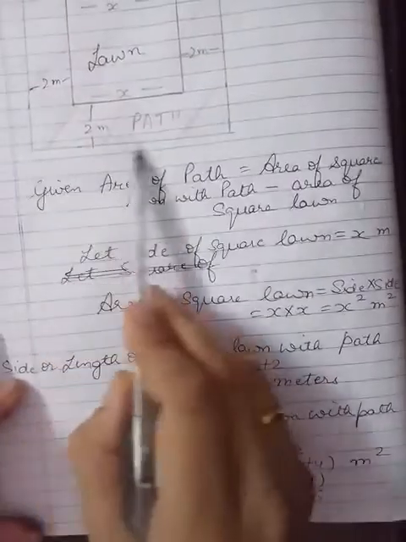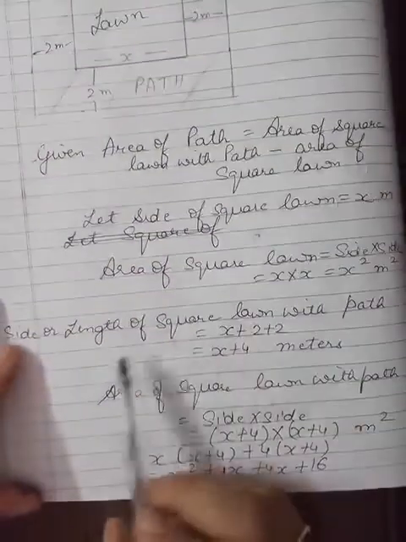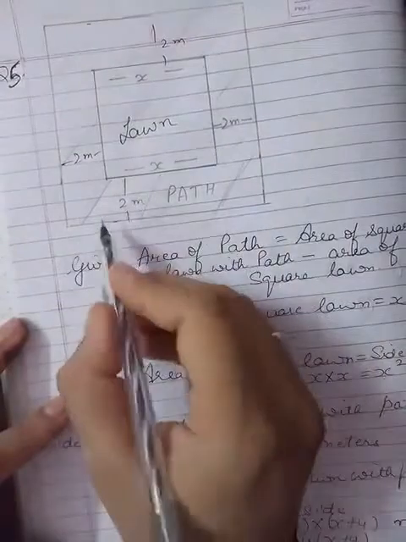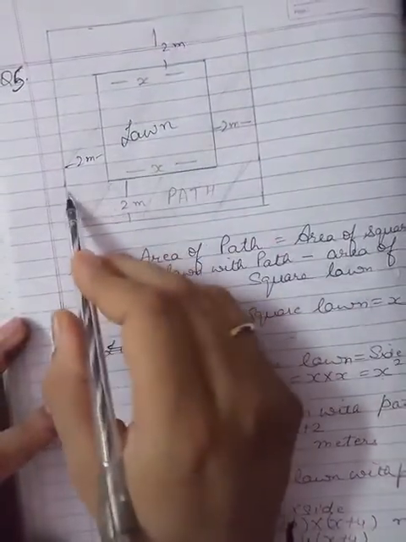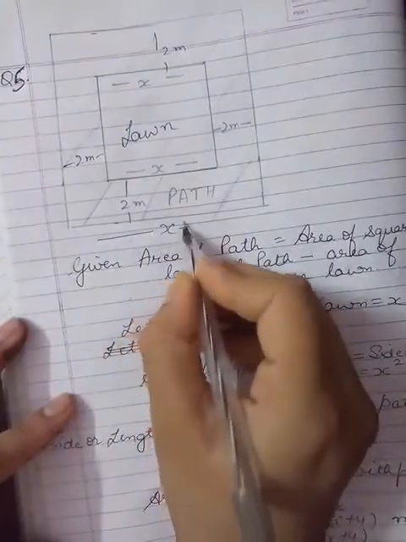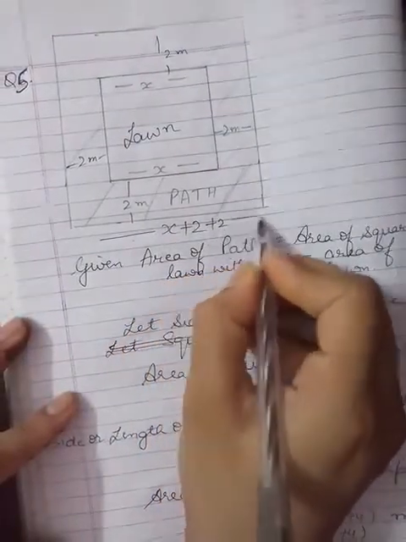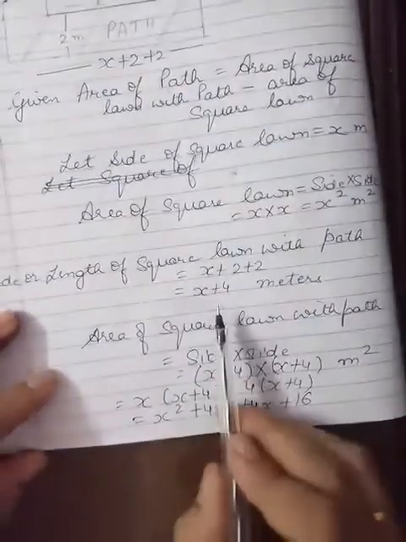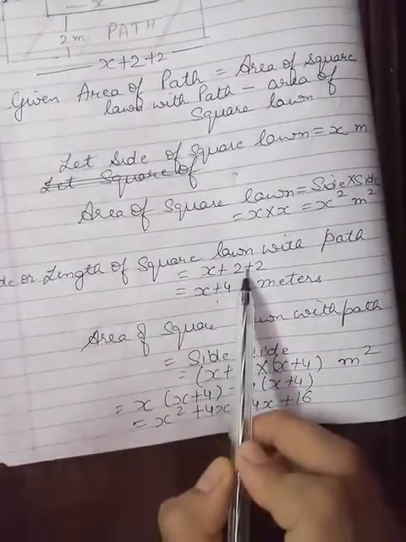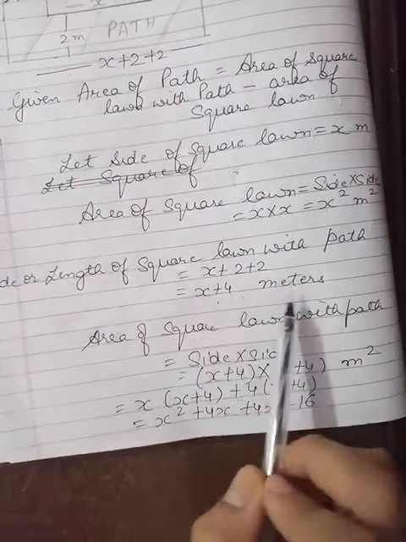After that, find the area of the square lawn with the path. It means the full figure area. To find the area of the full figure, what will be the side? The side will be x, 2 will increase from this side, 2 increase from that side. So the total length will become x plus 2 plus 2. 2 plus 2 will become 4. So the side of the square lawn with the path will be x plus 4 meter.